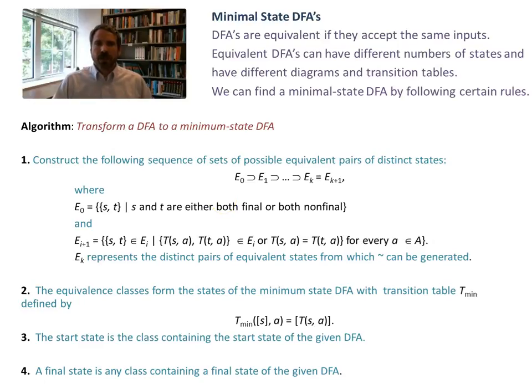In this video, we're going to go through a quick example of how to minimize the number of states in an automaton. We know that we can have equivalent DFAs that don't look the same. They can have different diagrams, they can have different transition tables. The only thing that we need for them to be equivalent is that they accept the same inputs. So two machines that accept the same regular expression are going to be called equivalent.